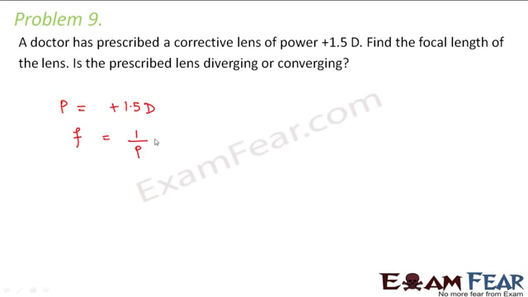So how do I calculate the focal length? Focal length would be nothing but 1 by P. That is equal to 1 by 1.5. So from this we get 0.66 meters. This is the focal length of the lens.